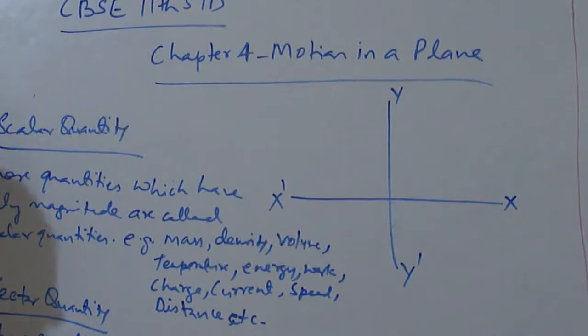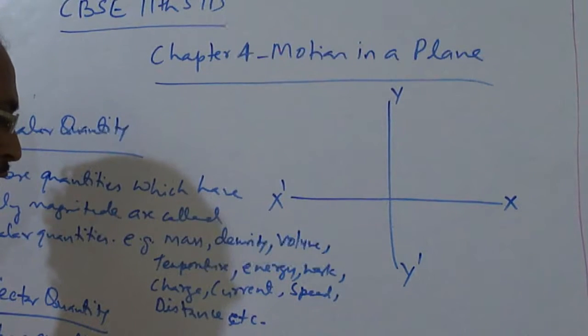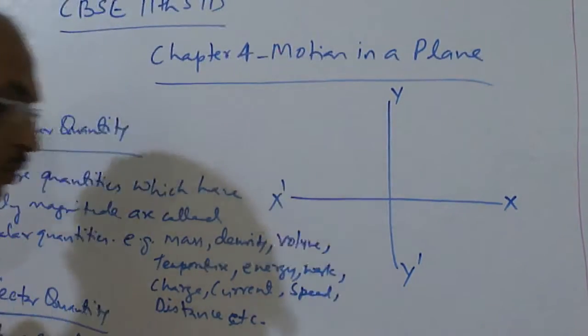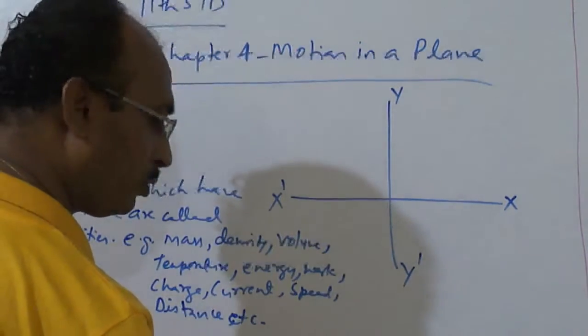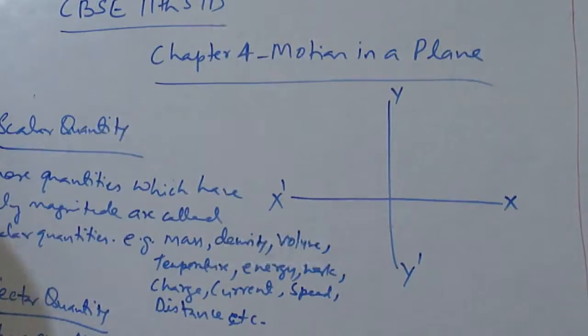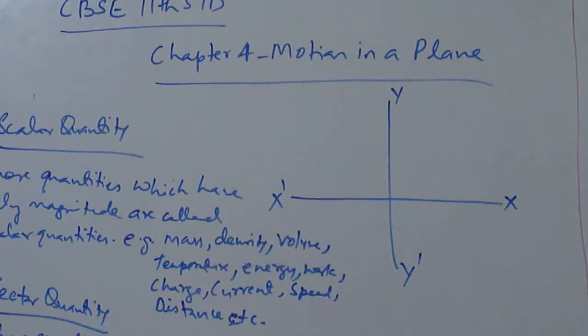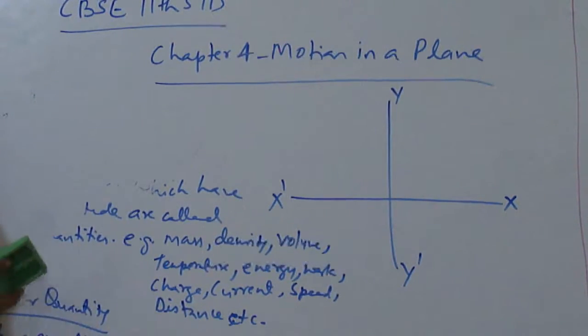Okay? So examples: velocity, displacement, then acceleration, then force, momentum. Momentum will include angular momentum also. Okay, angular velocity also will come under vector quantity, while angular speed will come under scalar quantity. Okay, etc. Right? You have now understood what a scalar quantity is and what a vector quantity is? Right. Okay, very good. Noted down? Yes.